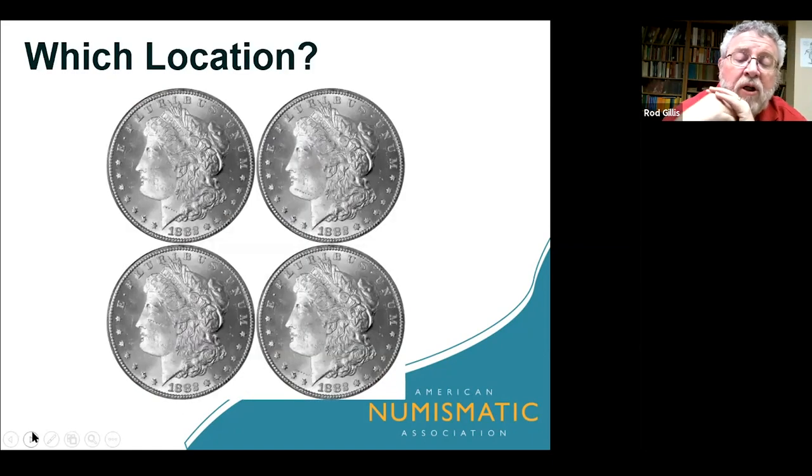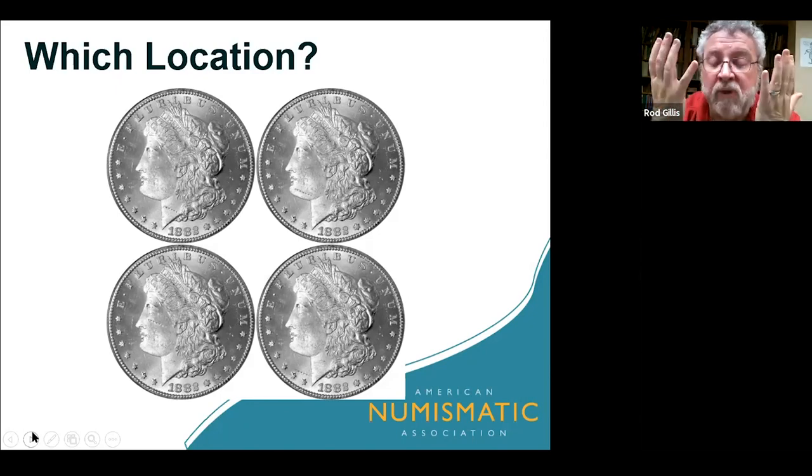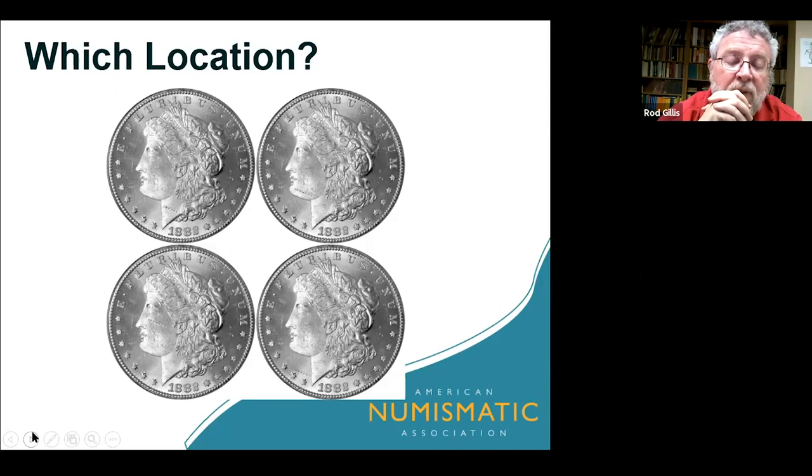So if we look at all four coins, okay, hopefully you would agree that the lower right is the least invasive of the marks. And then we would go to the upper left where the mark is on the neck. That is slightly more invasive than the first one, but less so than the other two. The one on the upper right where the bag mark is on her chin would be the next most severe. And the severity of the bag mark at the lower left, that's the one that is most troublesome. Okay. So when we're looking at marks, we're not only looking at the length or depth, severity of the mark, but we're also looking for where it is located.